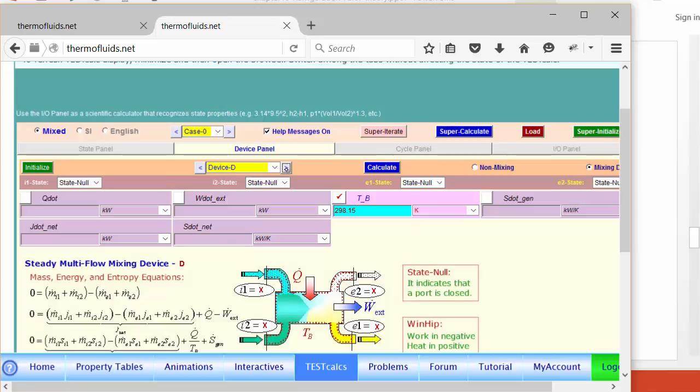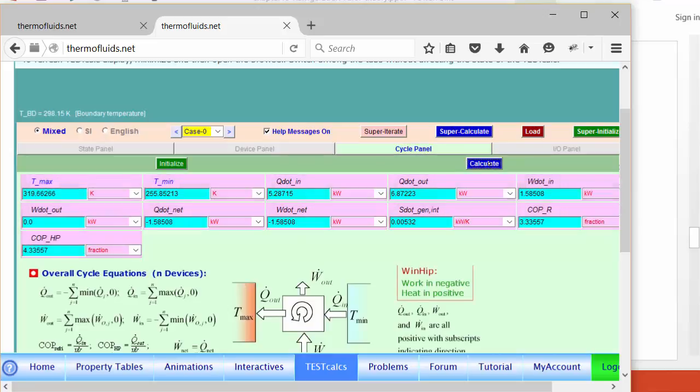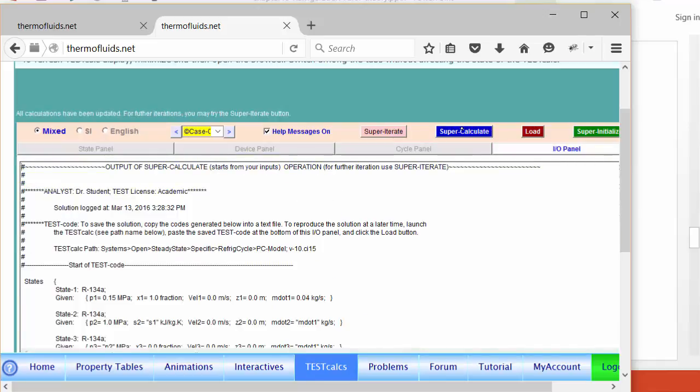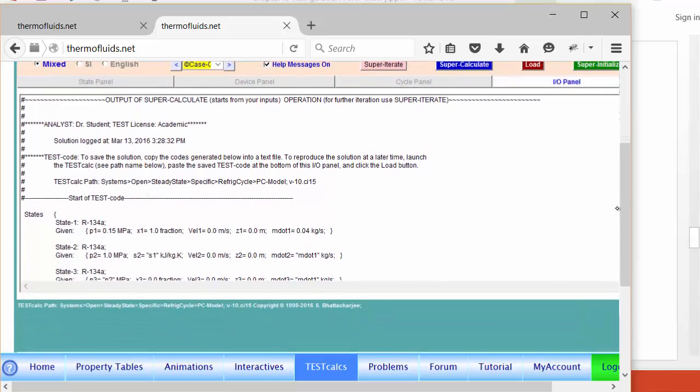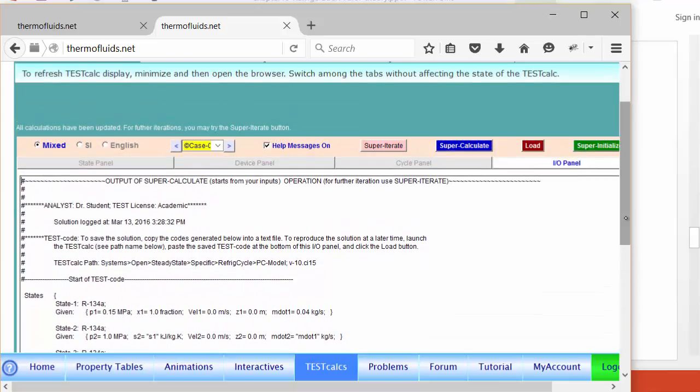And finally, in device D, the evaporator, we have state 4 as the inlet state and state 1 as our exit state. No external work transfer, and Q dot is found. If you go to the cycle panel, you can just click calculate because we have calculated all the states and all the devices. COP is shown, and all the other quantities are displayed. If you click the super calculate button, it will create a detailed solution result, as well as the TESTcode which you can use for any future calculations.